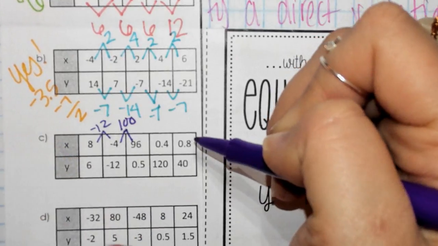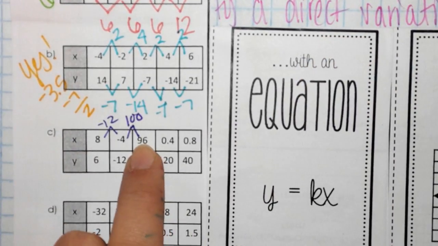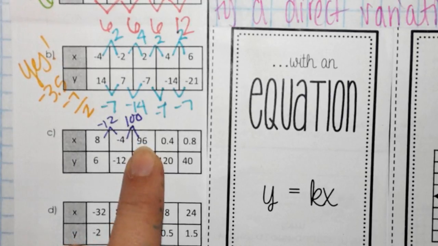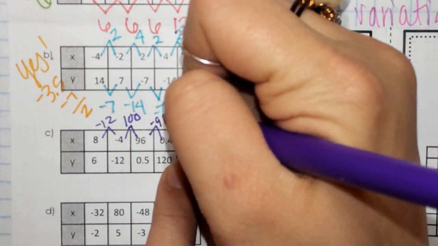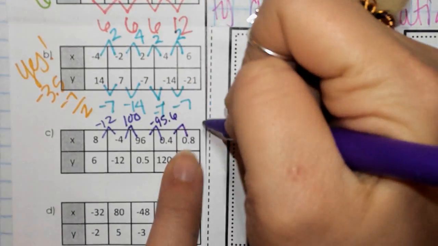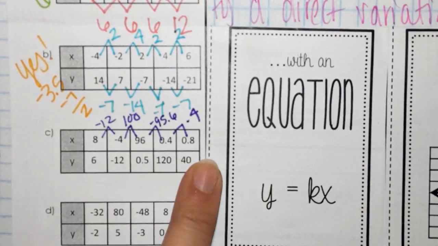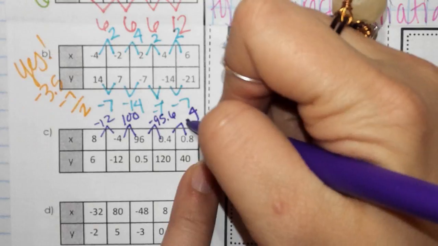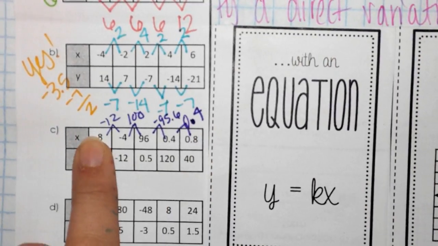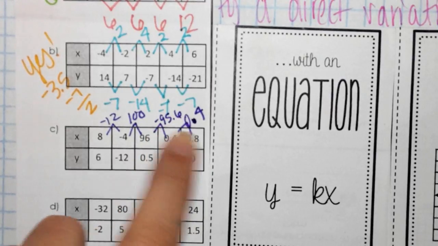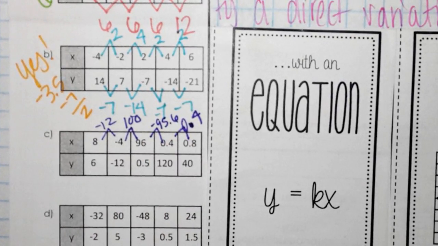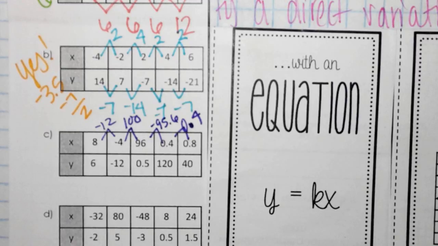0.4 minus 96. Oh, that's easy. 0.8 minus 0.4. So negative 12, 100, negative 95.6, 0.4. Now, so far, that looks like chaos, doesn't it? But we're going to do our y's just to make sure.